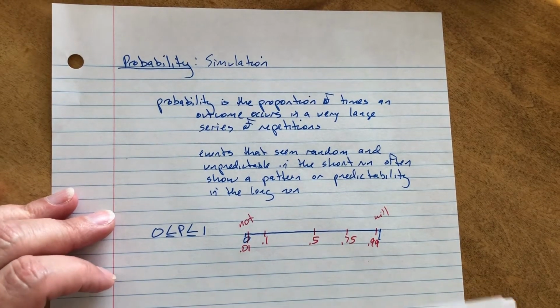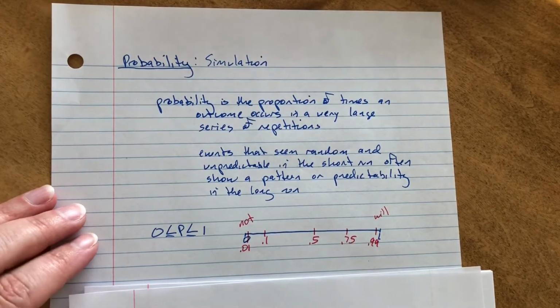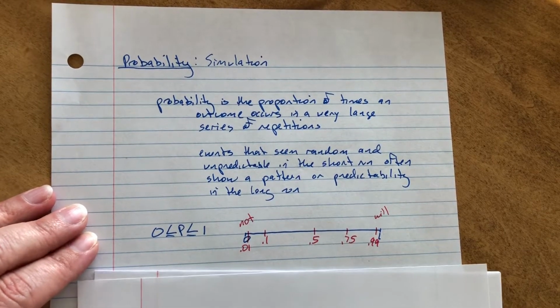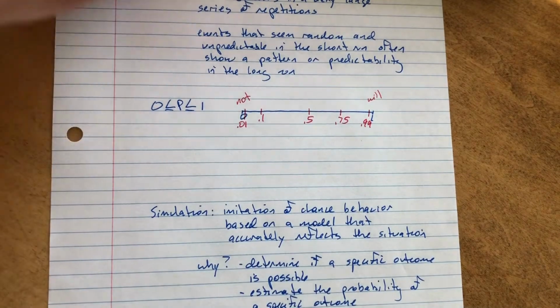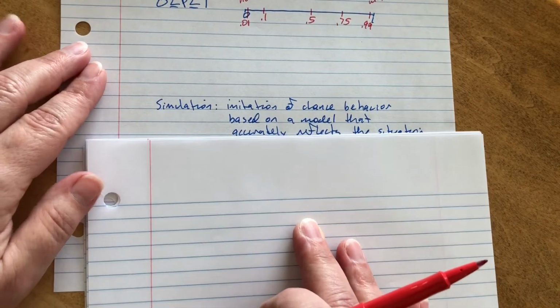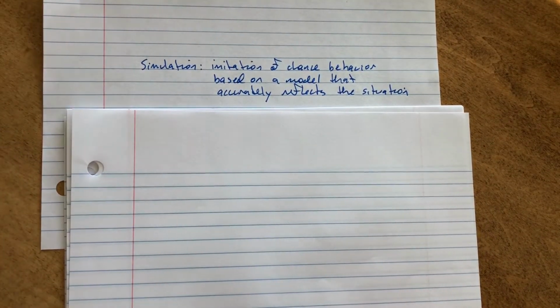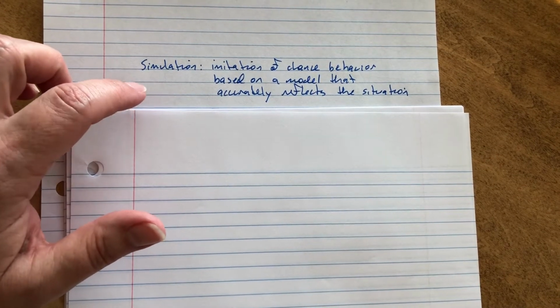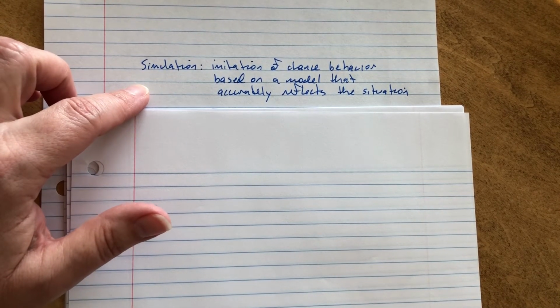All right. So before we get into all the probability rules and everything else, we're going to do a simulation. A simulation is an imitation of a chance behavior based on a model that accurately reflects the situation. So if I was going to model a probability where the events have a 50-50 chance of occurring, I might simulate that by choosing a random number between 1 and 2. If I was going to simulate the behavior of picking a specific card out of a deck, there's 52 cards in a deck, so I'd have to create an imitation where the probability of each event is 1 out of 52. So when you simulate probability, the model has to accurately reflect the situation.